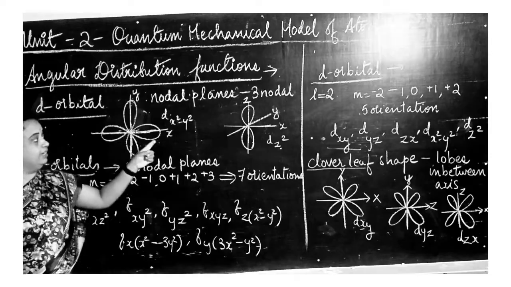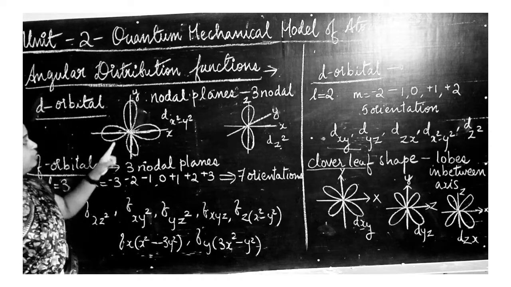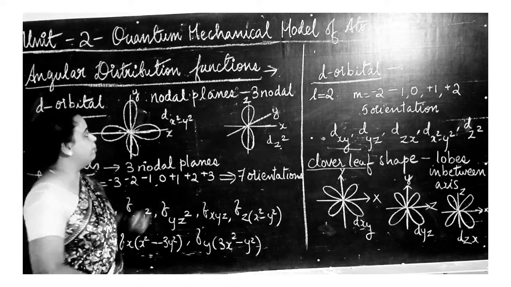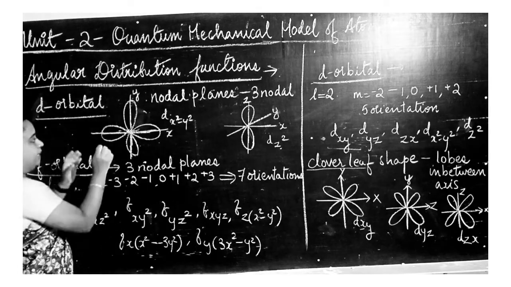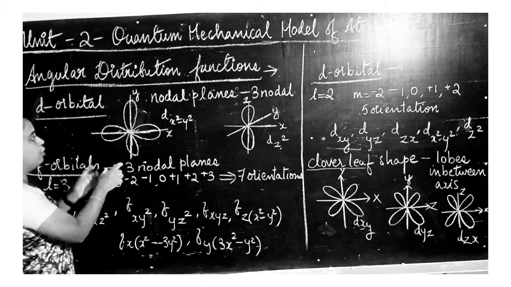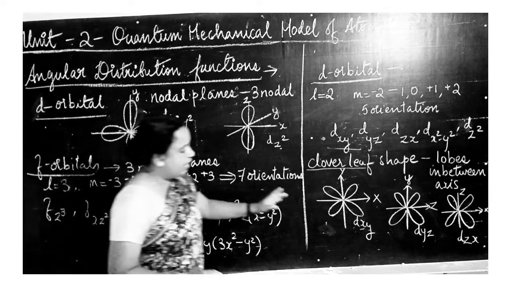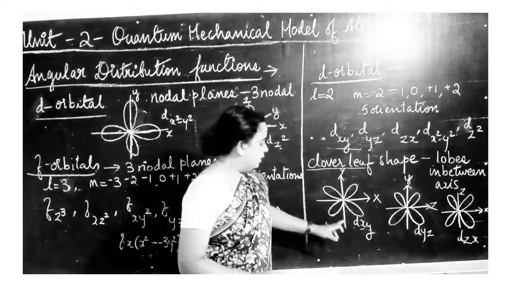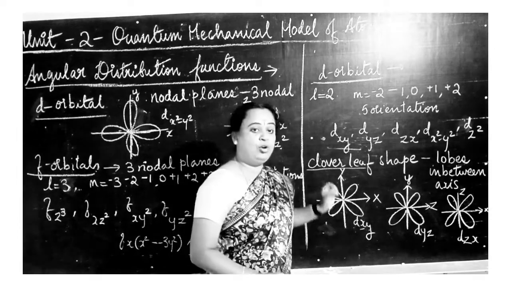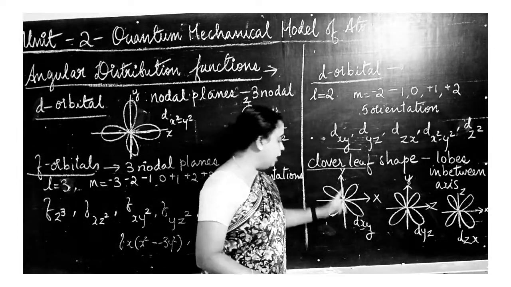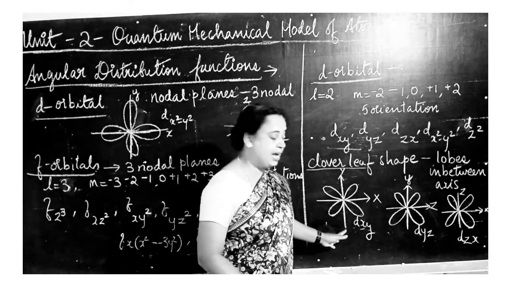Now let us see the fourth orbital of d. The fourth orbital is dx square minus y square. Here, the lobes are seen on the x-axis and y-axis, whereas in the other three, that is the dxy, dyz and dzx orbitals, the four lobes are seen in between the axes. Got it? In between the axes.